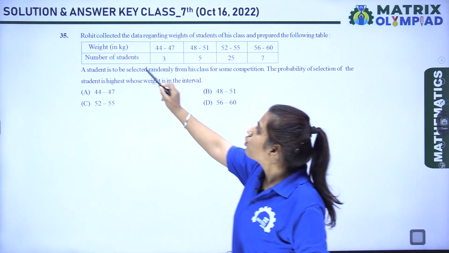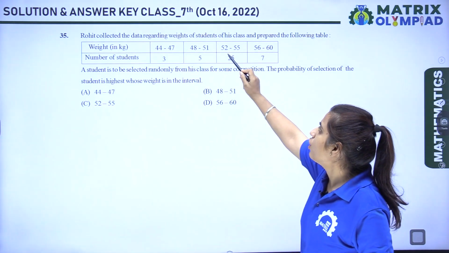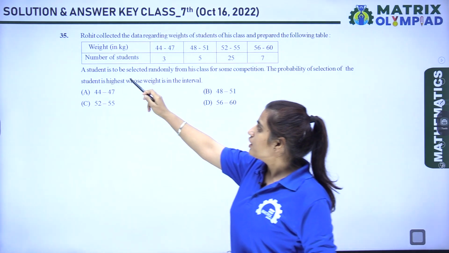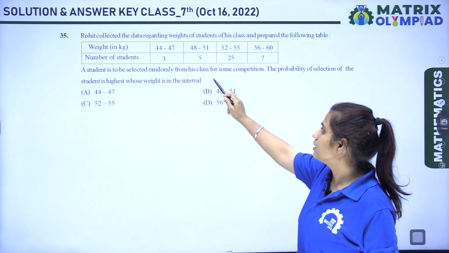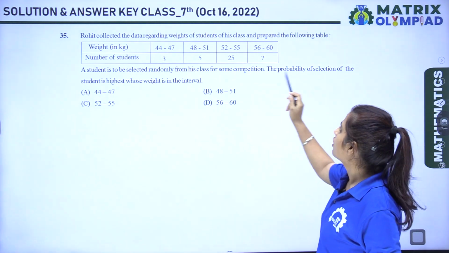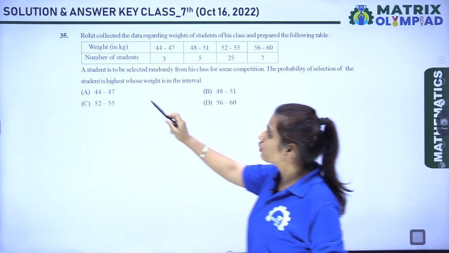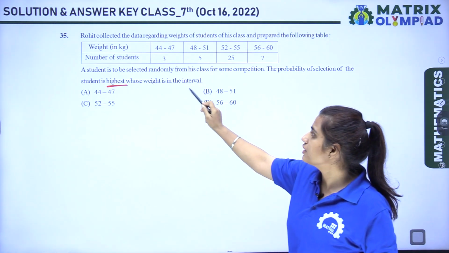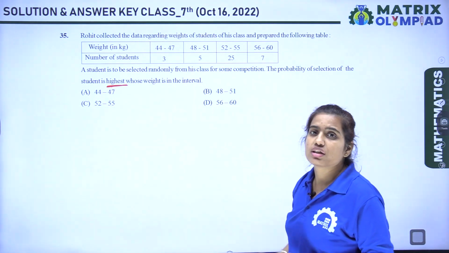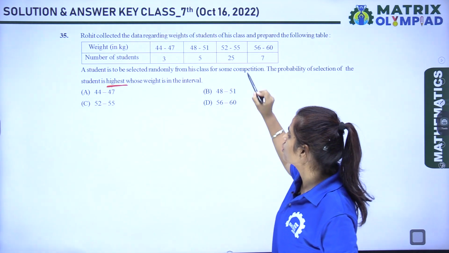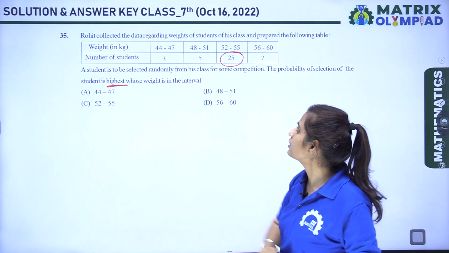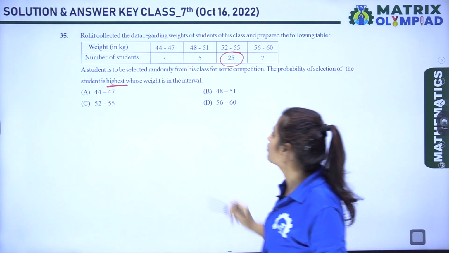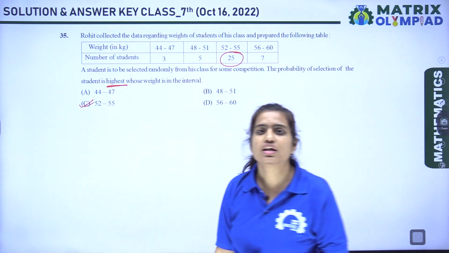Next, Rohit collected data regarding the weights of students of his class and prepared the following table. Now, a student is to be selected randomly from his class for some competition. The probability of selection of the student is highest in which weight interval? It is said in the question that we have to select the highest possibility. So here the highest frequency is 25 and the weight interval is 52 to 55. So we will opt for option C as the correct answer.